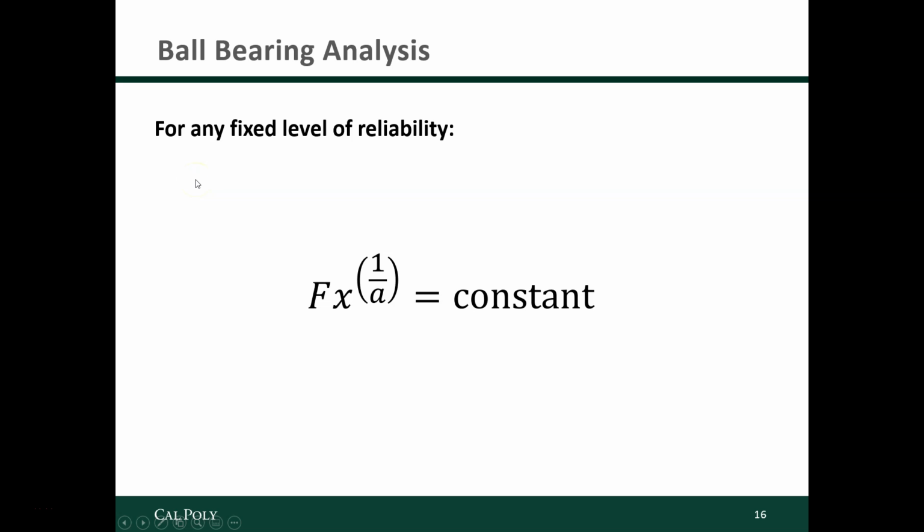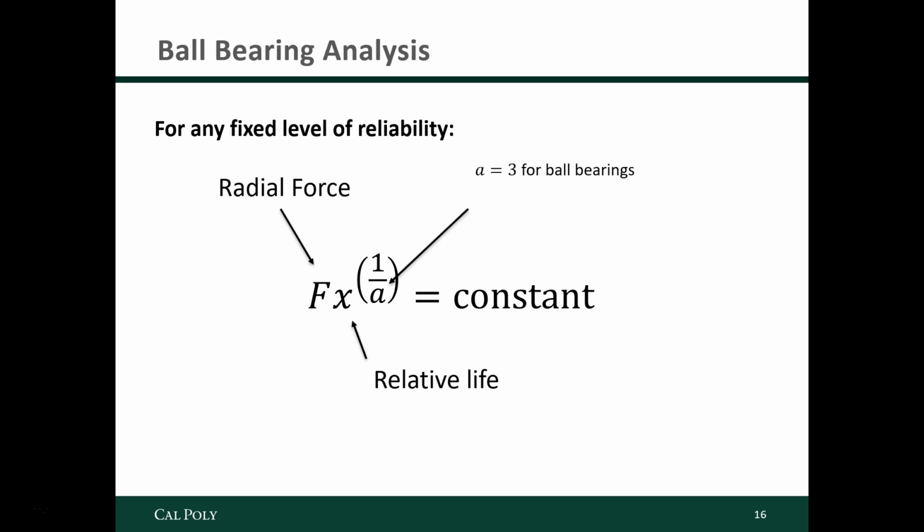It turns out that for any fixed level of reliability, so 90% reliability is what we're fixed at, this is true, where F is the radial force on the bearing and x is the relative life. The relative life is the life of the bearing divided by the L10 life, a million revolutions. And this goes to the exponent of 1 over a, where a is 3 for ball bearings and 10/3 for roller bearings. This is an empirical phenomenon.